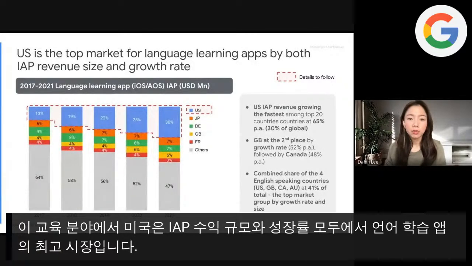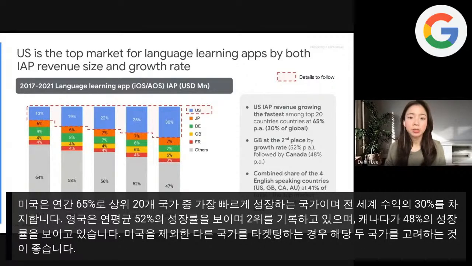In this education vertical, the US is the top market for language learning apps by both in-app purchase revenue size as well as the growth rate. The US is the fastest growing country among the top 20 countries at 65% per year, taking up 30% of global revenue.